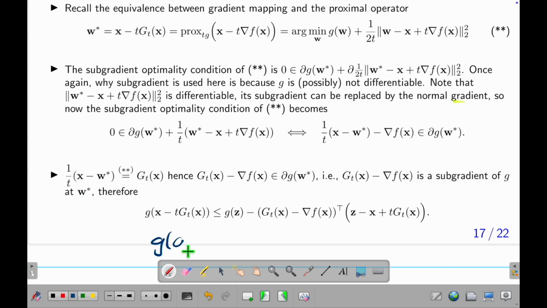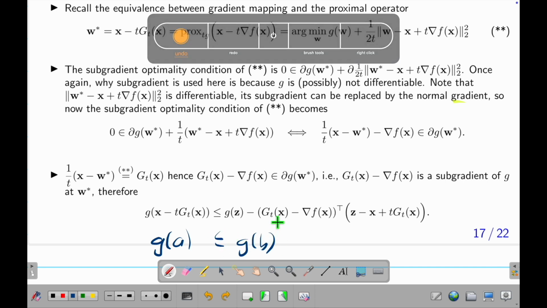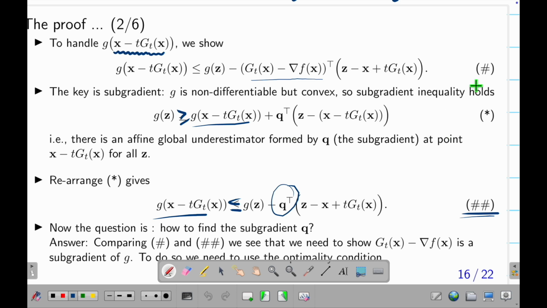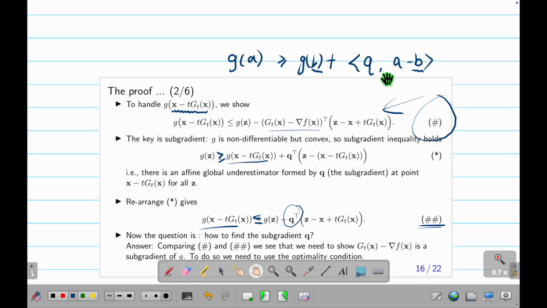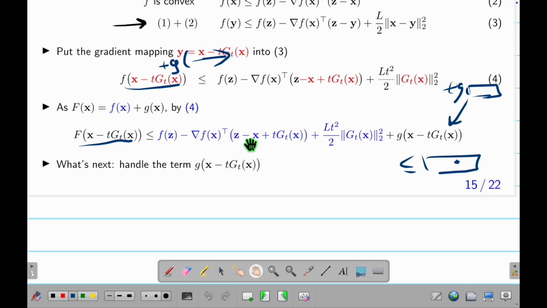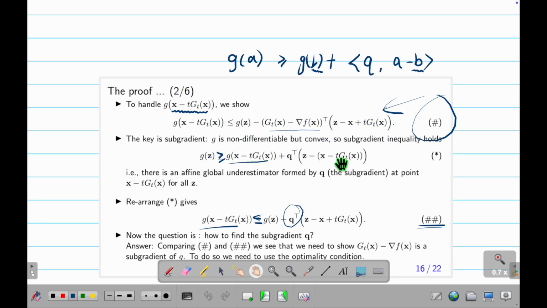So see, G of A smaller than G of B, no, actually it's larger than, but I have moved the term left and right. So now I get this thing. Let me try to summarize what I did. I start with subgradient because it's not differentiable. Now I need to know what are the A and B. I look at here. This is a funny term. So A, B, one of them is this thing. That's what I do.